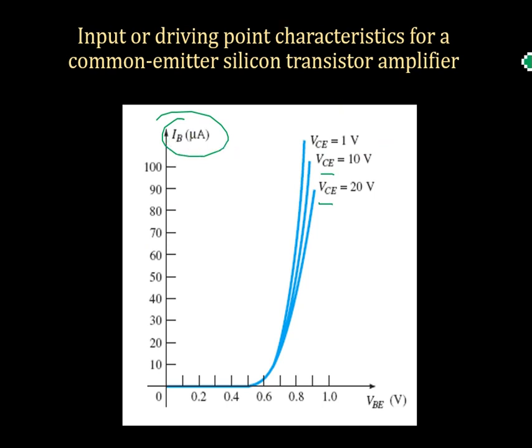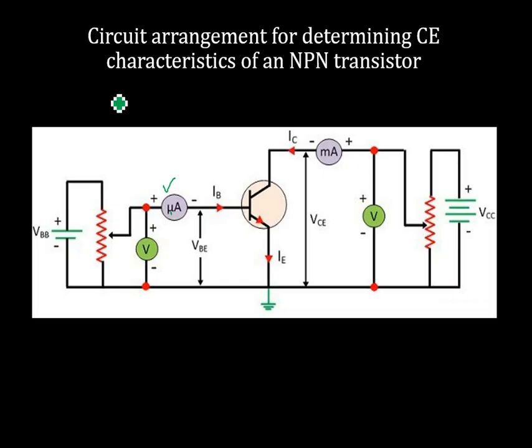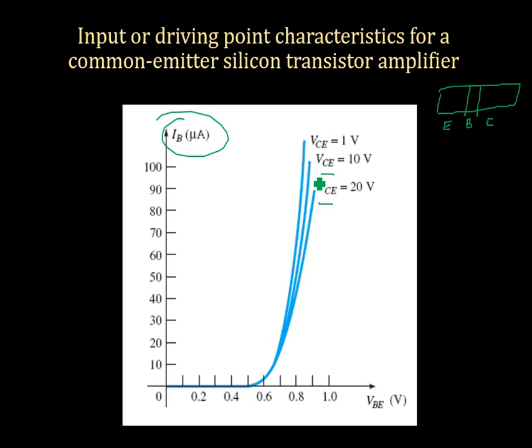So here also, for the emitter, base and collector you have here, this is the emitter, this is the base and this is the collector. As VCE is increased, what is VCE from this figure? VCE is equal to VCB plus VBE.